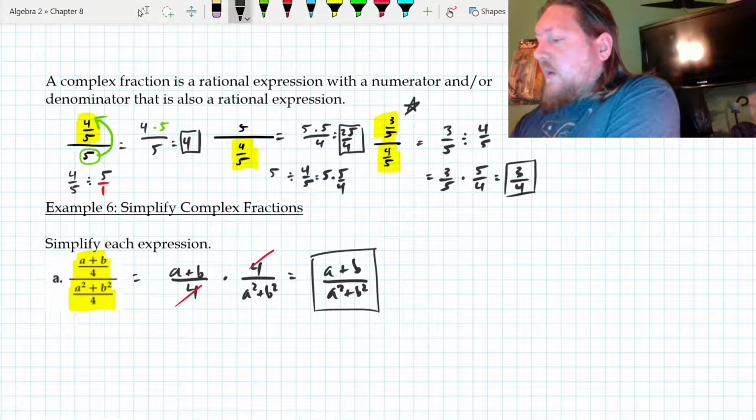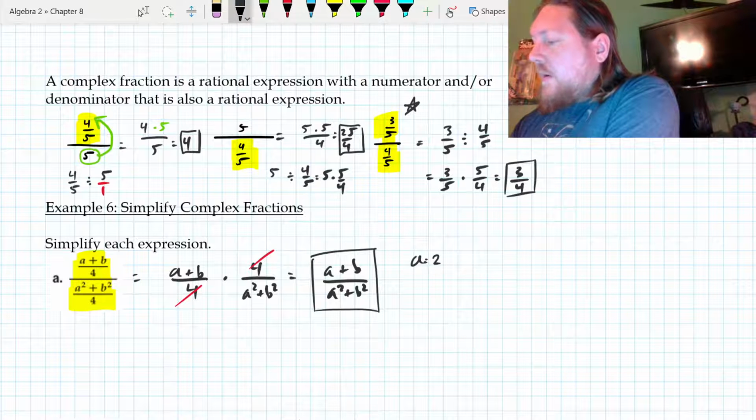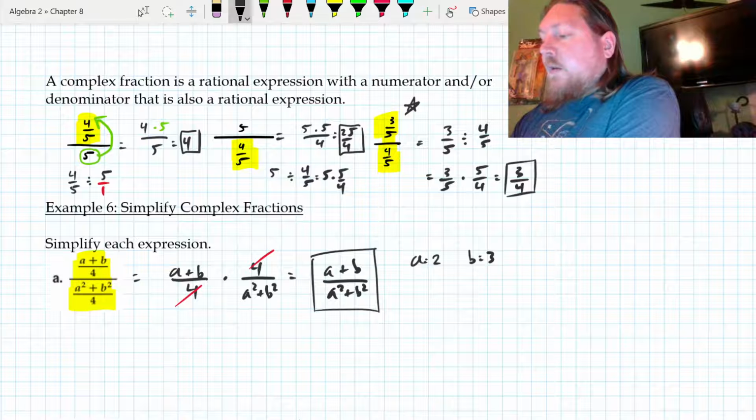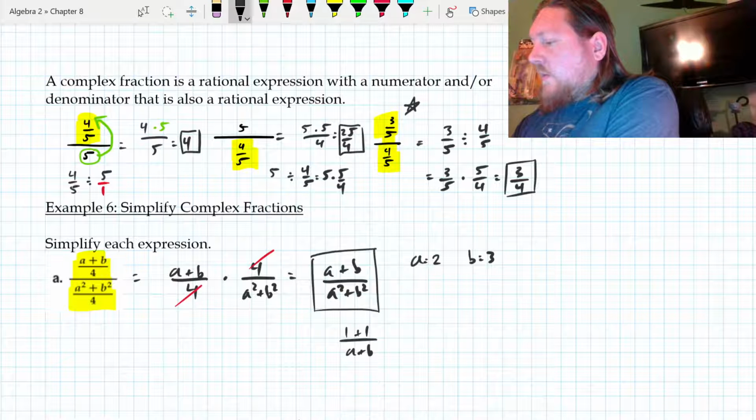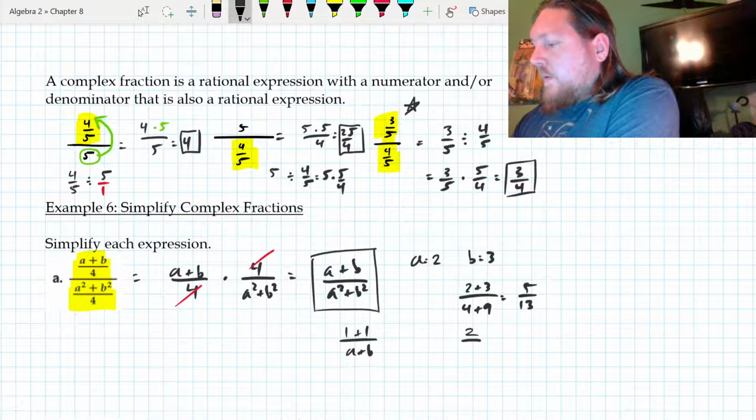And if you don't believe me, let a equal 2 and b equal 3. And let's see whether or not we could actually factor that down into 1 over a plus b. Let's see if those two things are equivalent. 2 plus 3 over 4 plus 9 is 5/13. Definitely not the same as 1 over 5. Those are not the same number at all.